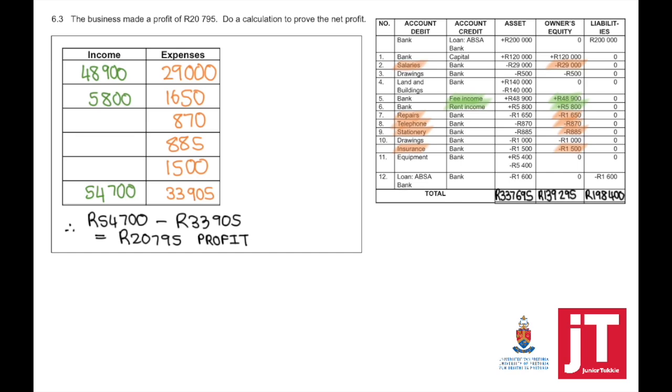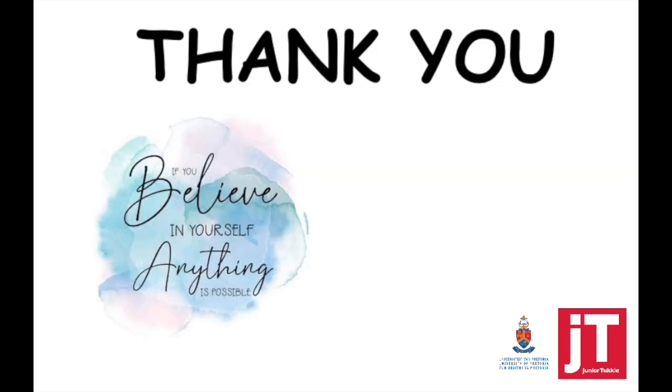There is an alternative way in getting to exactly the same answer by only looking at our owner's equity. Remember that owner's equity is capital plus net profit minus our drawings. So if we take our capital, if there were any capital, we take our drawings, and then we look at all our income and our expenses. But that's just a longer way in getting to exactly the same answer, which was by simply taking our income minus our expenses. Thank you very much.